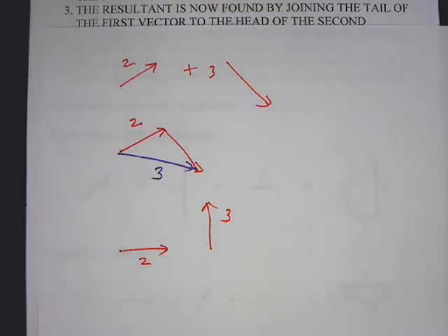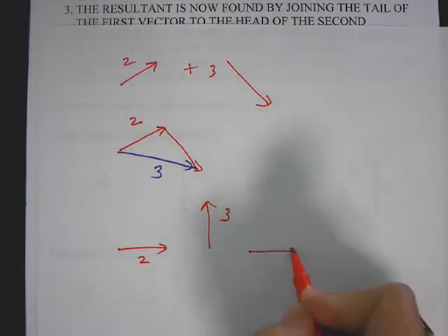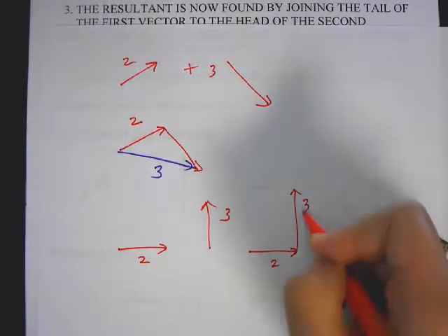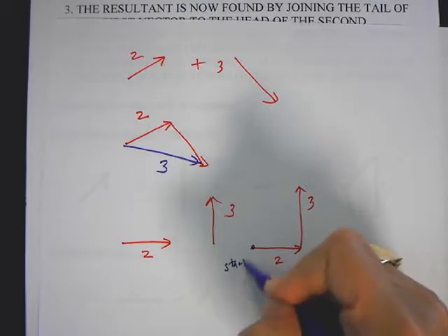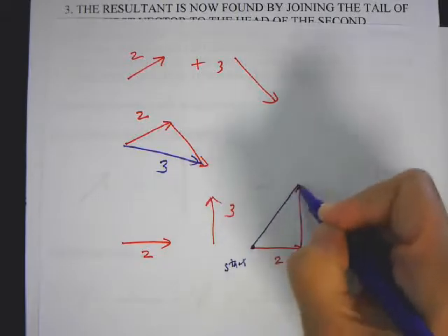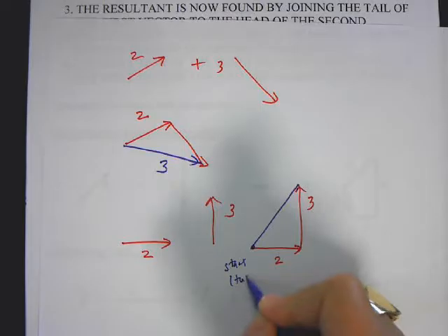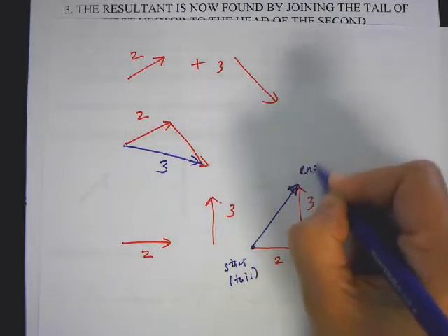So if I added those together, I draw my 2. From the head of this vector, I draw the tail of the other, 3. And then from where I start to where I end up, I draw a line. Now, how do I know where to do the head and the tail? The start is always going to be the tail, and where I end up is always going to be the head.